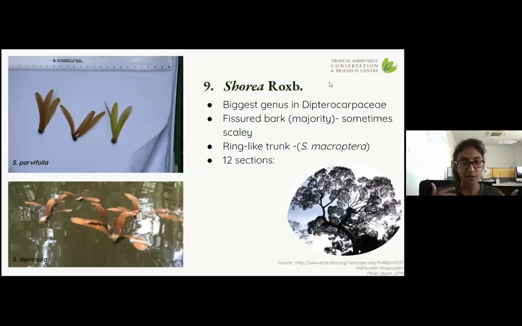So you can see the diagram here of Shorea leprosula. These fruits are floating. Actually these fruits are meant to be dispersed by water and not by wind, because they are relatively heavy to be dispersed by wind. And on the right, you can see a typical canopy of a Shorea tree, which looks like a cauliflower.